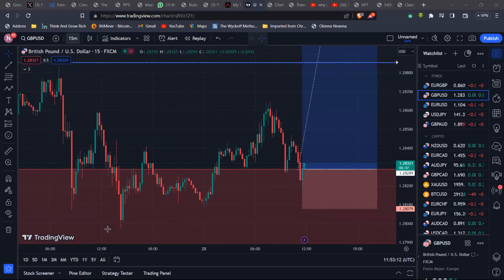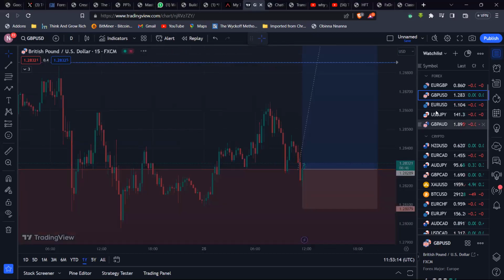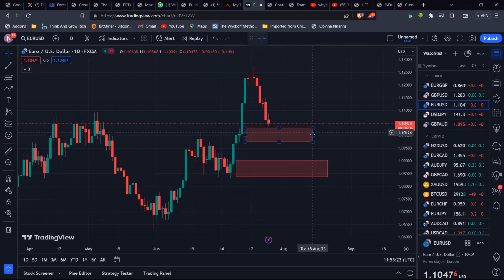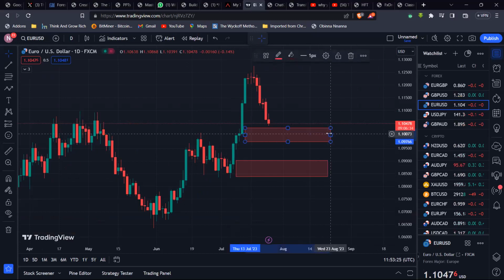Okay, so now let's go over to Euro USD. So Euro USD is actually doing nothing. It's also waiting for price to get to an area of interest, and then I'll look for a buy opportunity. So this will just be a quick one. These are the areas I'm interested in.